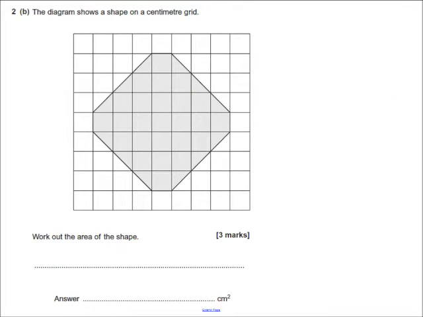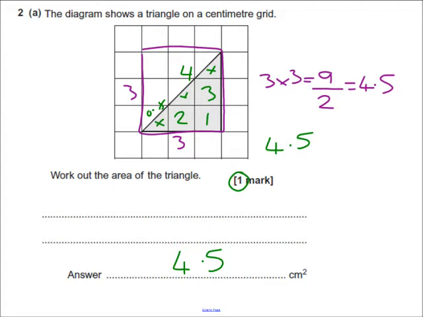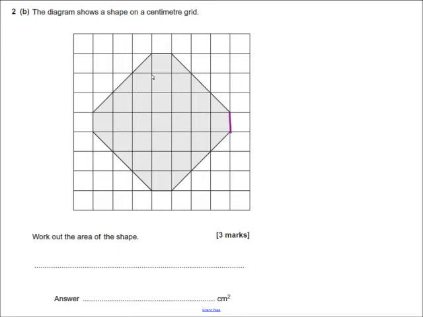Now here, the diagram shows a shape on a centimetre grid, and they're asking us to work out the area of the shape. It looks quite complicated because the corners are flat on these sides. Because it's question 2 still, it's generally going to be something to do with this triangle here on our original. Now we know our original triangle is 4.5 centimetres squared, and that triangle is the same as this triangle here, which is repeated 4 times.